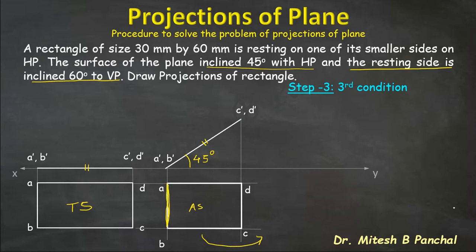So for that, draw the apparent shape. Shape will be same, the orientation will be different, and the inclination of AB with XY means this angle will be 60 degree.